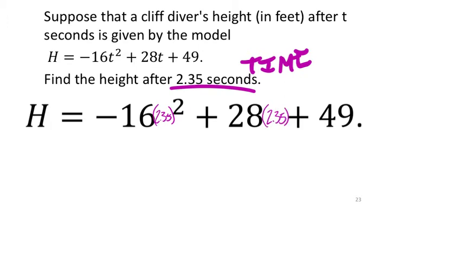Well, this is something I can type directly into the calculator, which I would highly recommend. And again, even showing that much work right there would be enough to get full credit on an exam, because we do want the calculator to do most of the heavy lifting here. So negative 16 times 2.35, you can use the parentheses if you'd like, to the power of 2, but it's positive, so it won't make a difference. Plus 28 times 2.35, plus 49.